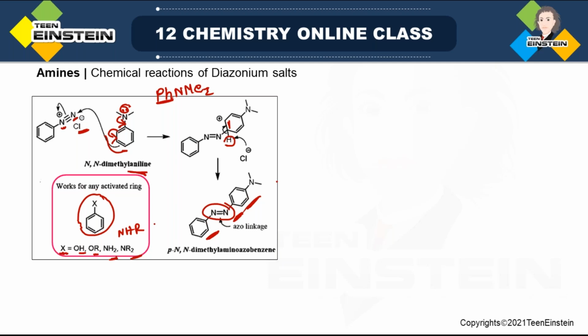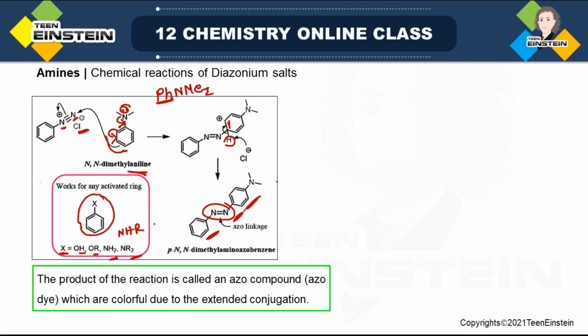So this is the mechanism. Final product, where we have N double bond N, both sides there is benzene or a benzene derivative. So this product of this reaction is called an azo compound, and it is also called an azo dye.